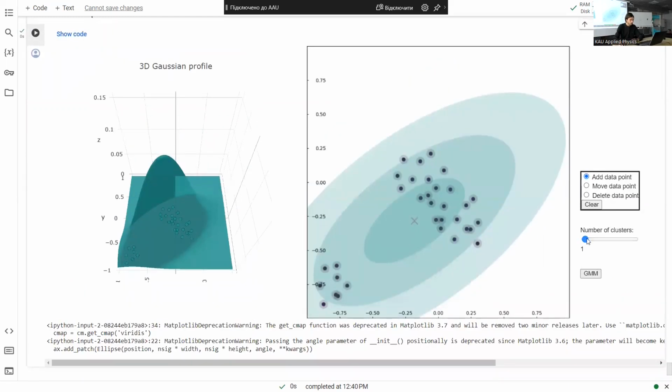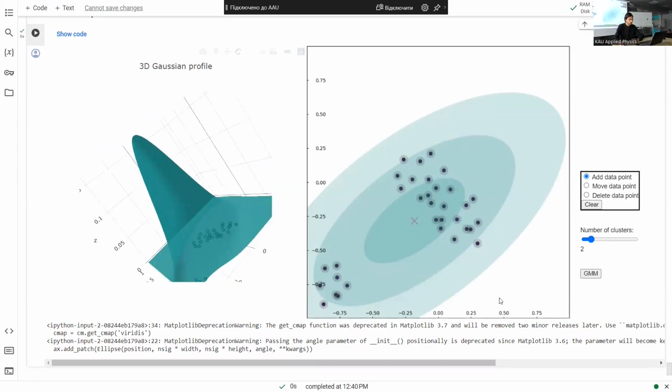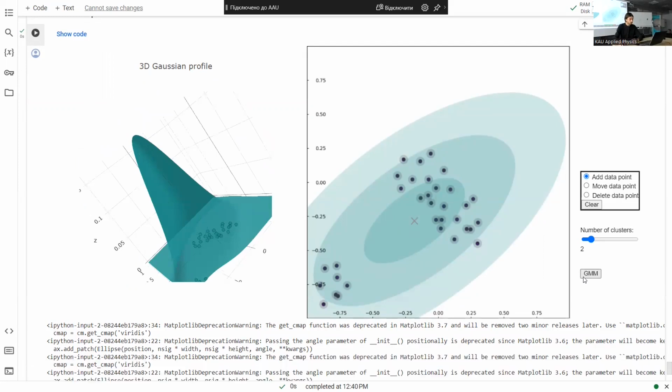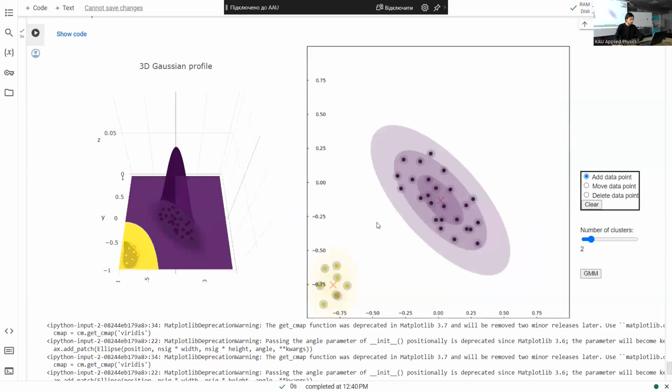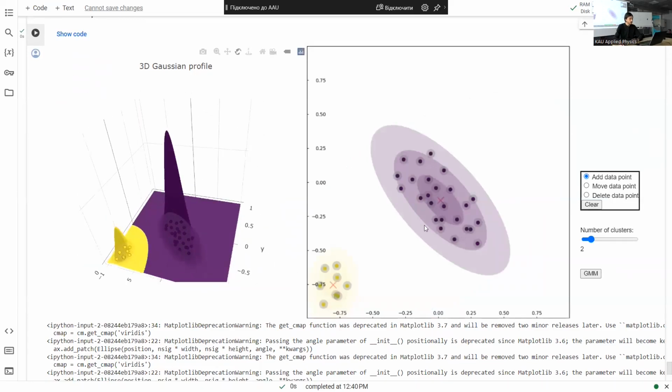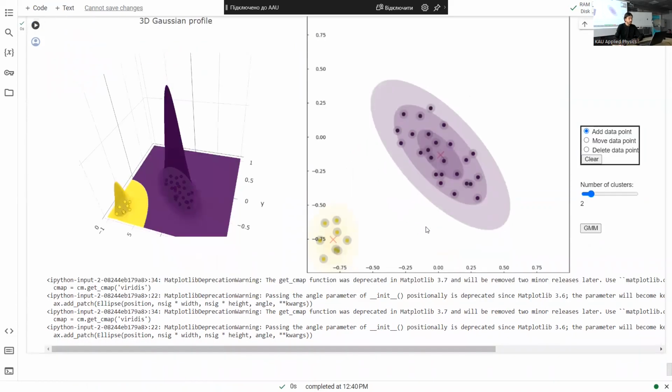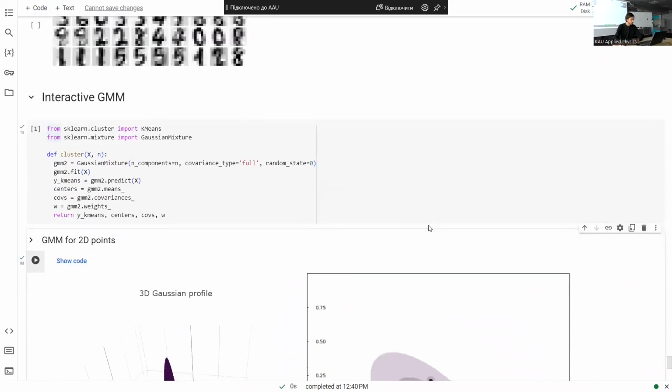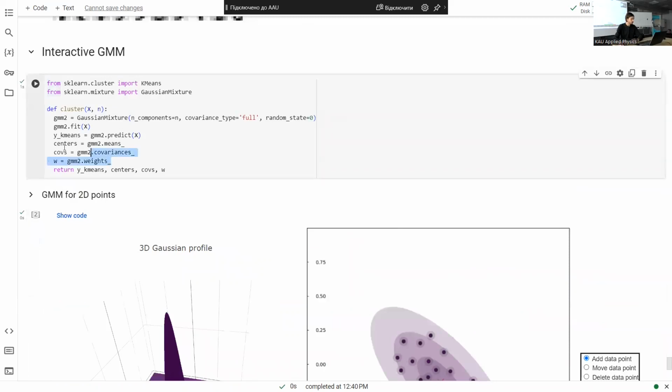Yeah, so we can change the number of clusters. So here it's with 1 cluster. It doesn't look very well. Let's try, for example, 2 clusters. That works much better. So these are the results from sklearn.